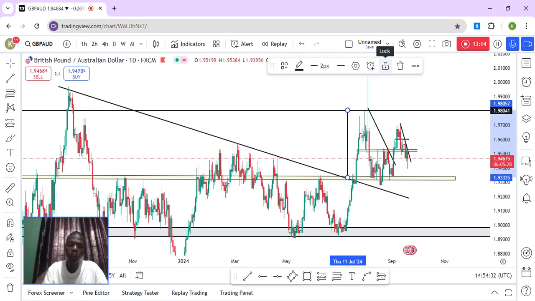That's why I'm big on it. So I round it up to 1.98. It is also a very powerful psychological level. And the market came back to test it.